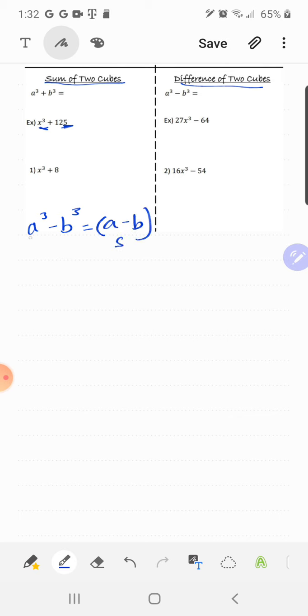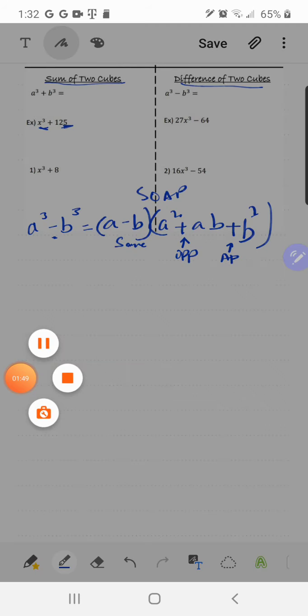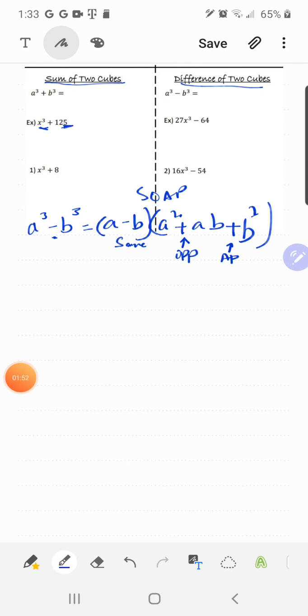This is the same sign as this sign. So same sign, S for same, times a squared plus ab, and this is opposite sign, so O for opposite, and this is always positive, so A and P for always positive. That's how we remember it as a SOAP formula. So a squared plus ab plus b squared.